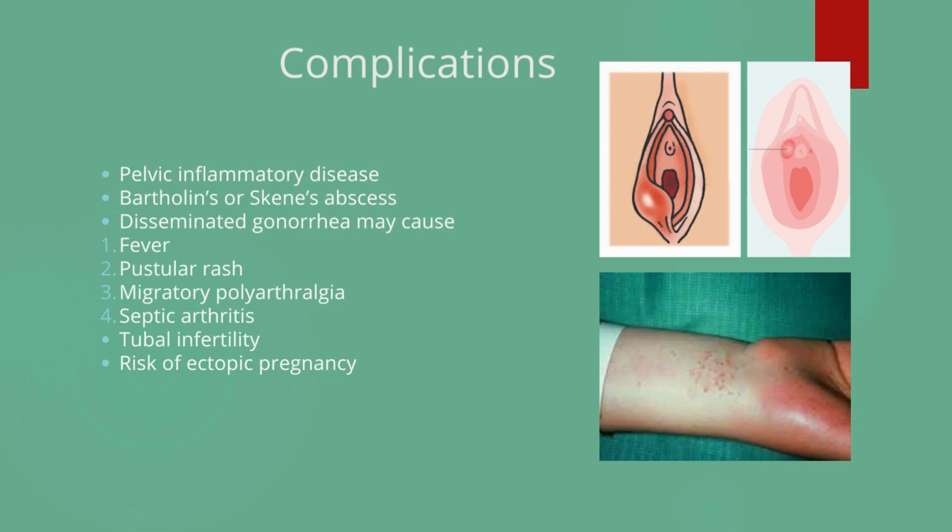Complications: pelvic inflammatory disease, Bartholin or Skene's abscess. Disseminated gonorrhea can cause fever, pustular rash, migratory polyarthralgia, septic arthritis, tubal infertility, and risk of ectopic pregnancy.